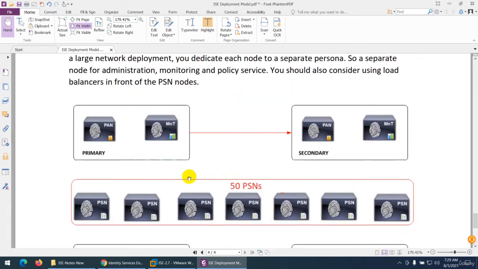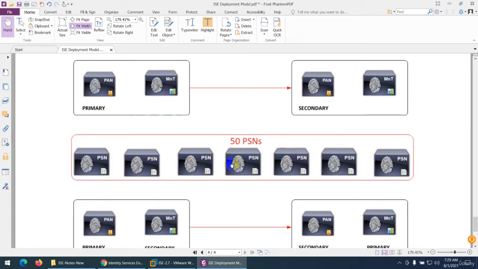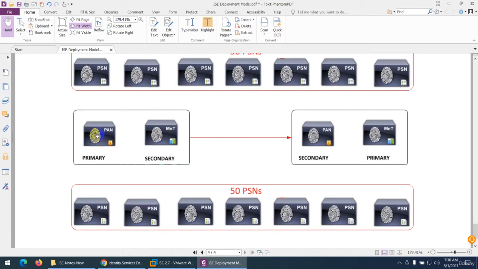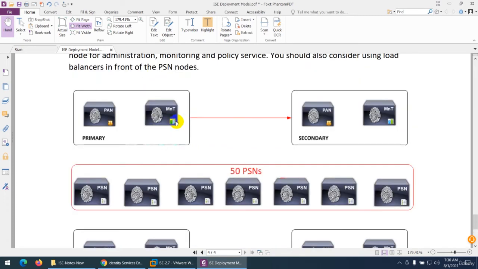So these are the combinations. Now coming to it: one box is primary PAN and primary MNT. Second box is secondary PAN and secondary MNT. And then we have 50 dedicated PSNs. But again, I can do it this way. I can make one box primary PAN persona and secondary MNT, and the other box secondary PAN and primary MNT. Again, the same thing which I told you, mix and match. And definitely in both cases, it's up to you.